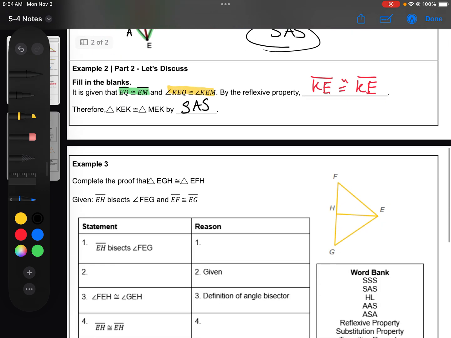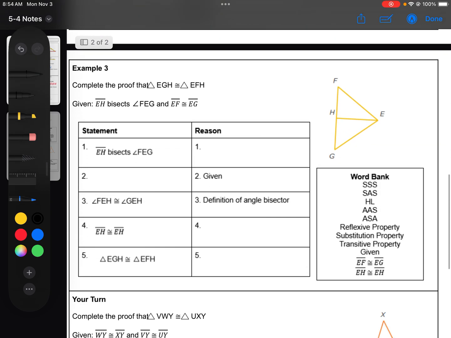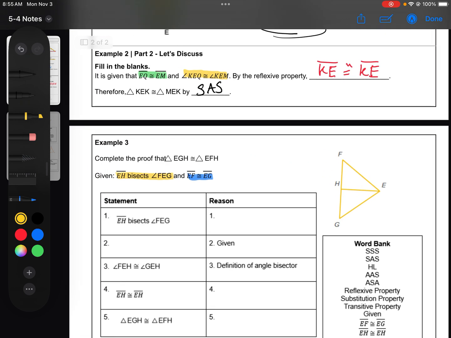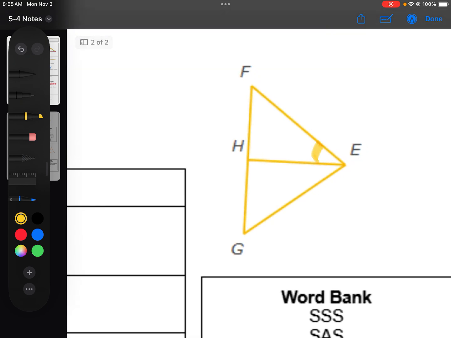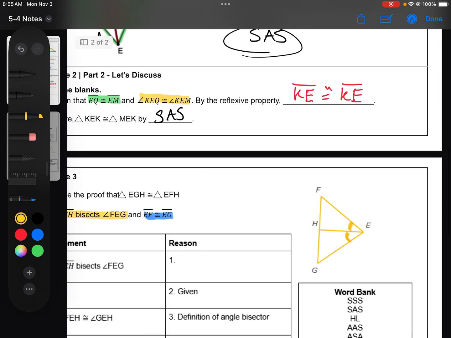So I'm going to move on to the back side here. So we're looking at example 3. It says complete the proof that the two triangles are congruent. They gave us that EG bisects FEG. They also gave us that EF is congruent to EG. So I'm going to mark the given information. Every time you have given information, please mark your figure, okay? So if EH is bisecting the angle FEG, that means FEG is going to be split into two congruent angles, which I have marked here, okay?